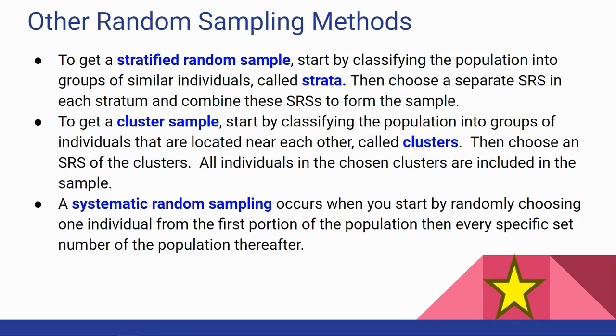And then a systematic random sampling occurs when you start by randomly choosing one individual from the first portion of the population, then every specific set number of the population thereafter. So an example would be when examining 100 iPhones produced at a factory on a given day, you randomly choose a phone from the first 50 produced, and then every fifth phone thereafter to determine the sample set. Note, this is not an SRS. It is not random sampling, and it actually does create bias.